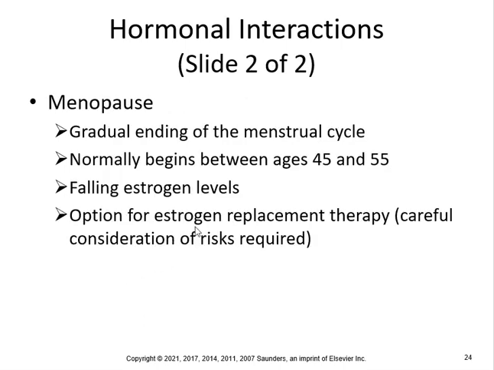Menopause is a gradual ending of the menstrual cycle. Normally begins between ages of 45 and 55. You have falling estrogen levels. Option, you can have estrogen replacement therapy, but there are some risks.